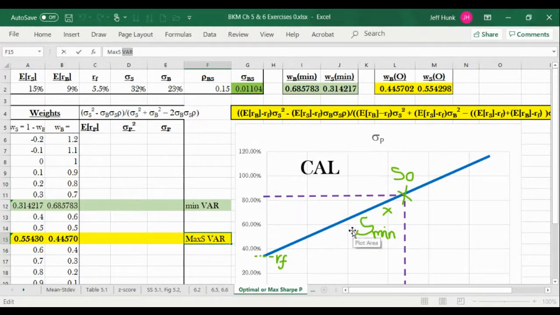So the maximum Sharpe ratio point, or the investment opportunity set that maximizes the Sharpe ratio. But because this column is still variance, I guess it's not that wrong to call this maximum Sharpe ratio variance, if it is pointing to this variance, right? Okay.